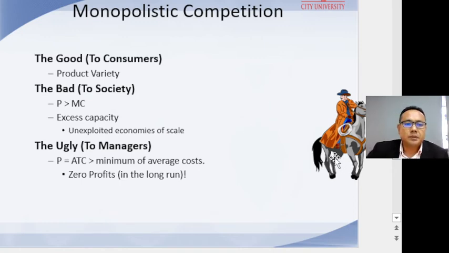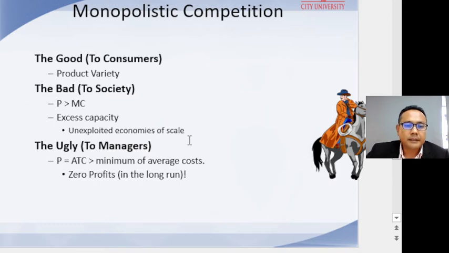So something for us to take note as well: monopolistic competition is good for the consumer, that means we have the power to choose, because there is a lot of product variety compared to the monopoly. So monopolistic competition can be good for the consumer. And then the bad for society is price is bigger than marginal cost, and then excess capacity, unexploited economies of scale.